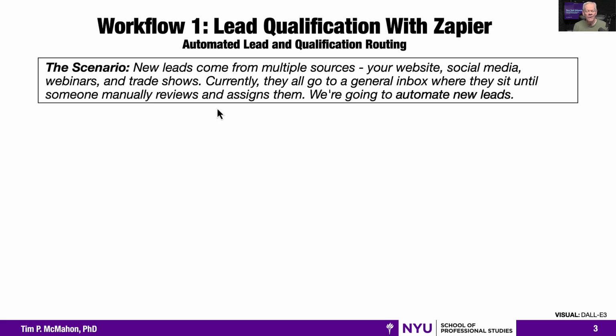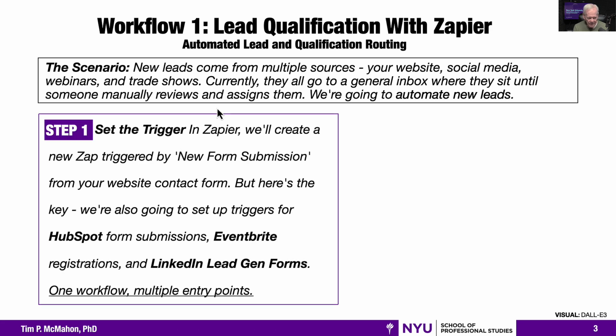So the scenario is simple. New leads come from multiple sources: your website, social media, webinars, trade shows, the whole 9 yards. Currently, they all go to a general inbox where they sit until someone manually reviews and assigns them. We're going to automate new leads. So we're going to figure out how this all comes together.